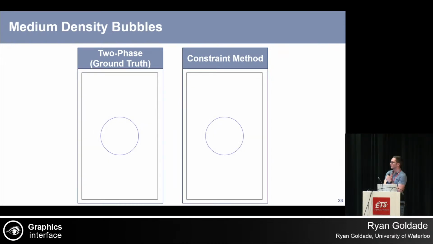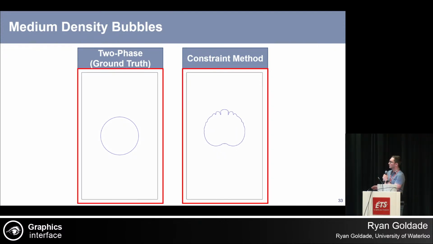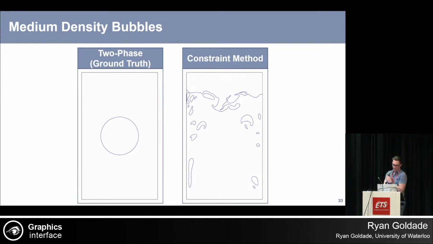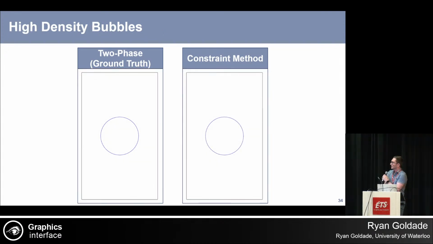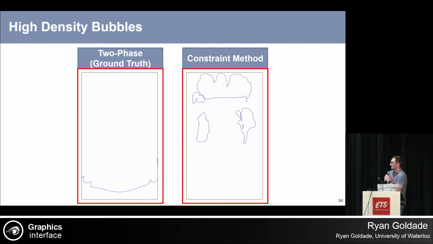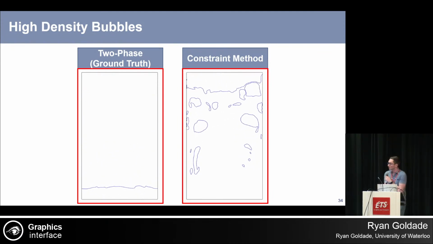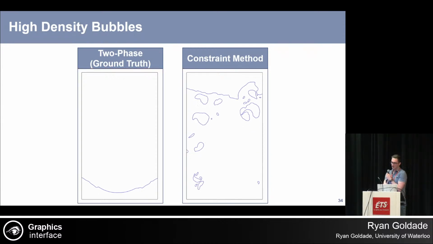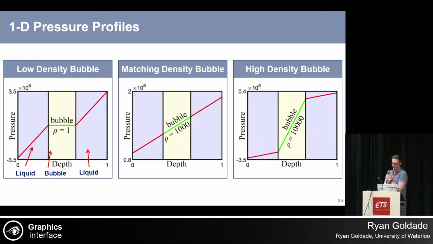But our method does fall apart when we go to more dense bubbles. So in this case, we have matching density between the outer liquid and the inner bubble. And we'd expect no motion at all because the densities match. But in fact, the constraint method increases. And then if we went to high densities where we'd expect the bubble to sink, we still get rising bubbles. So this constraint method is good for low densities, but it breaks down in regimes of higher densities.